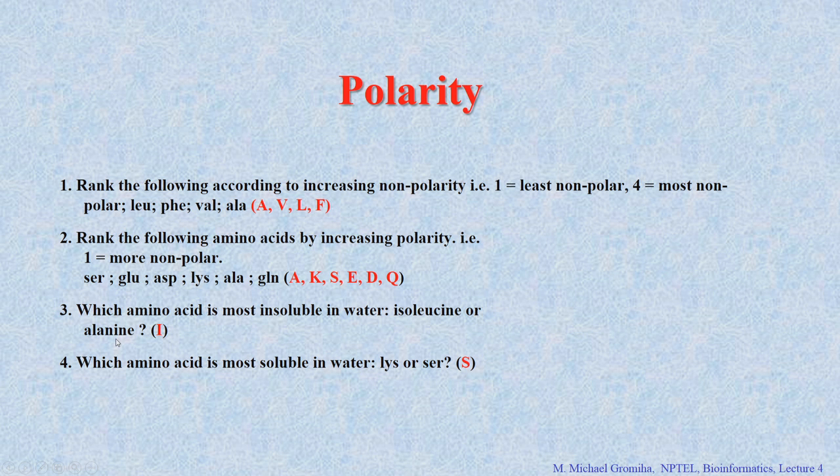So, now the third question. If you have the amino acids isoleucine or alanine, which one is more insoluble? Isoleucine, right, because it has more CH groups, it is more insoluble than alanine. So, which amino acid is most soluble in water, lysine or serine? Serine, right, because the alcohol group is more soluble in water.